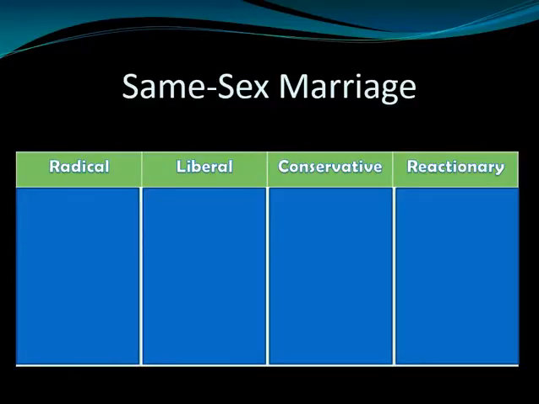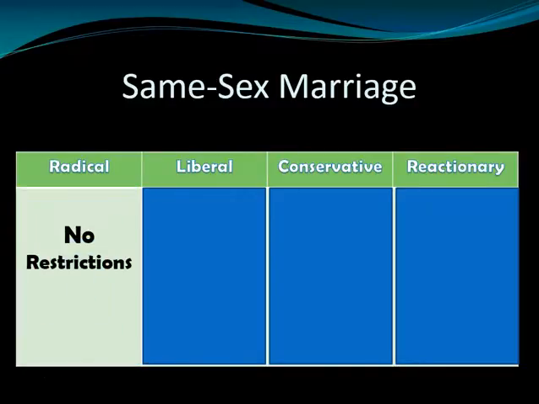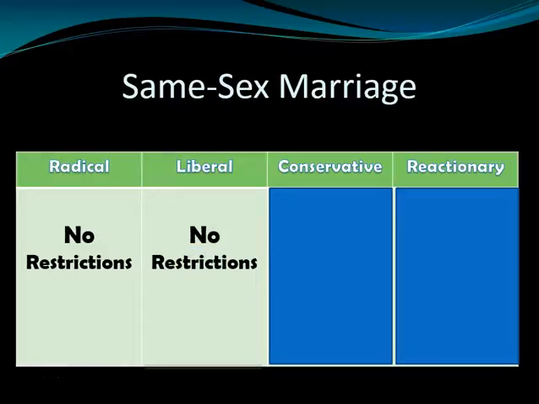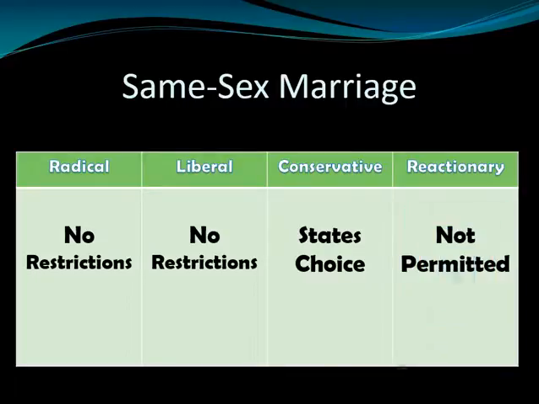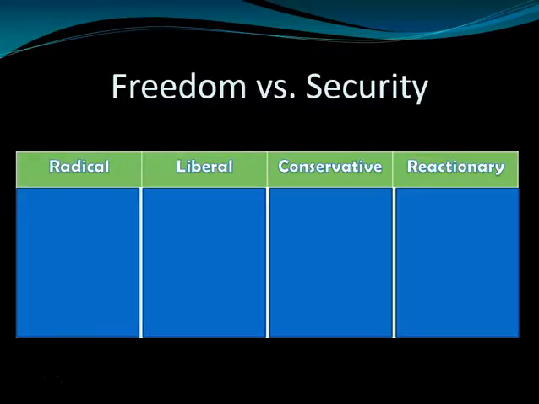When it comes to same-sex marriage, gay marriage, radicals would say there should be no restrictions. Love is love, love wins, and we should let people get married if they want to get married. A liberal would also believe the same thing. There should be no restrictions. A conservative would believe that it's up to states to choose, since gay marriage is not listed in the Constitution. And a reactionary would say that gay marriage should not be permitted. Again, this is the true label, not the TV label.